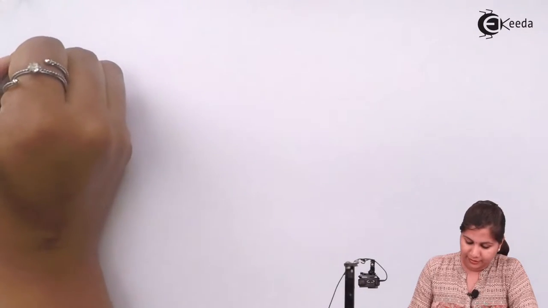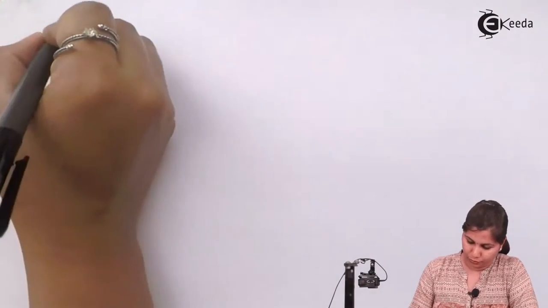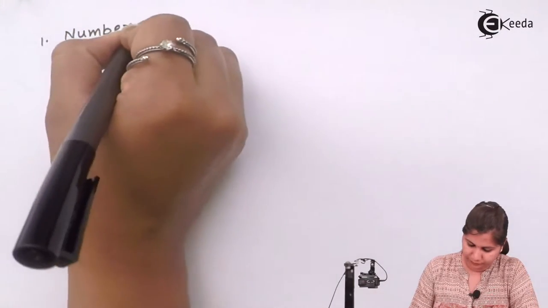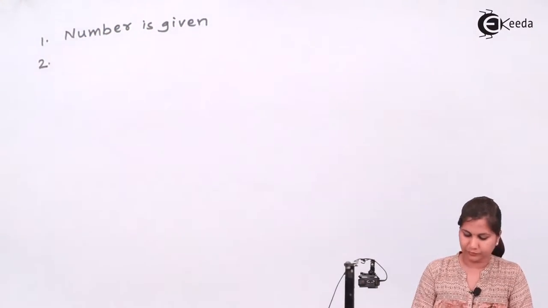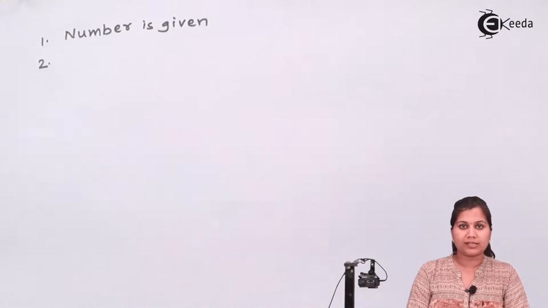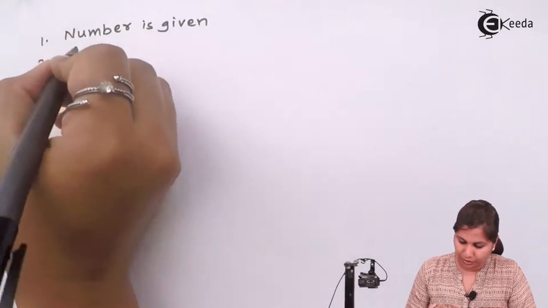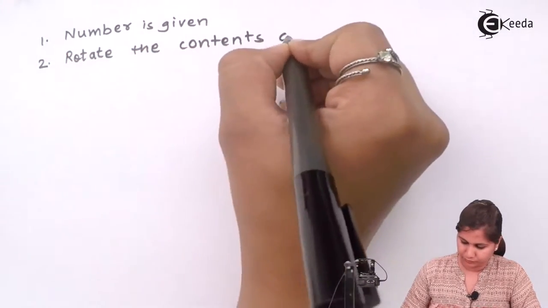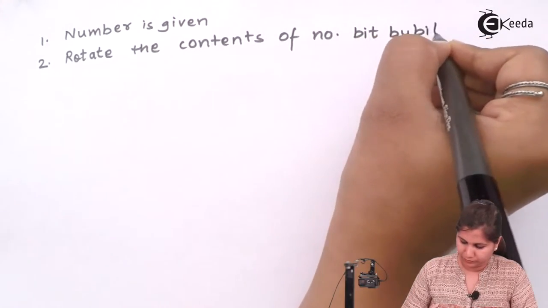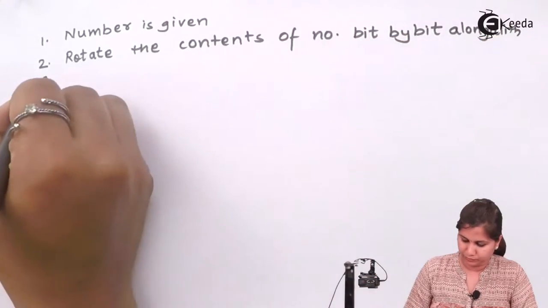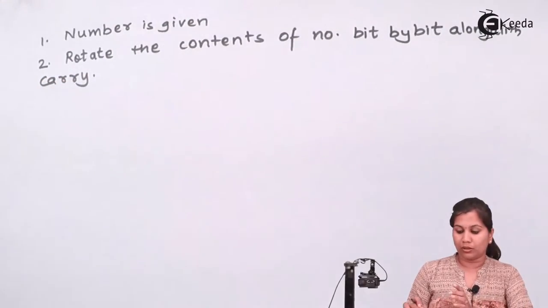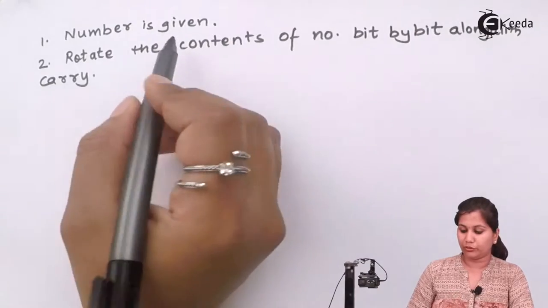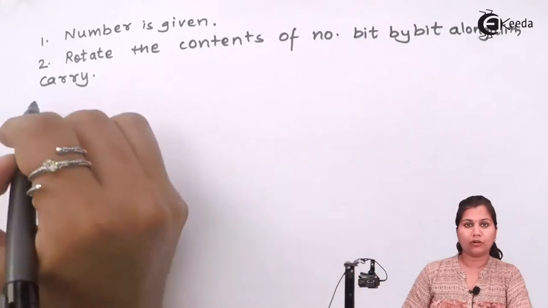So how we will check this in our program? Let's see this. Our first step will be, number is already given to us. So number is given. Then we will count the number of ones given in that number. How we will count? So when the number is already there with us, we are going to rotate the contents of the number bit by bit along with the carry.